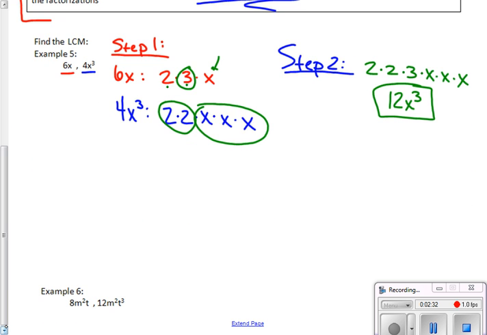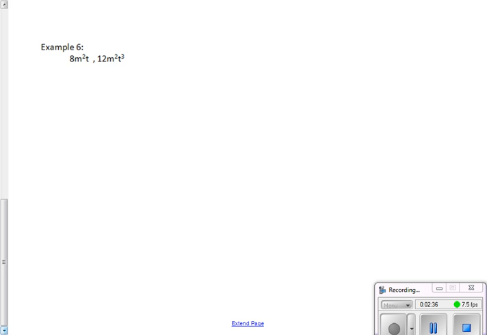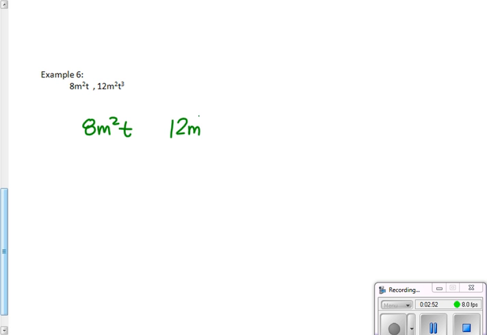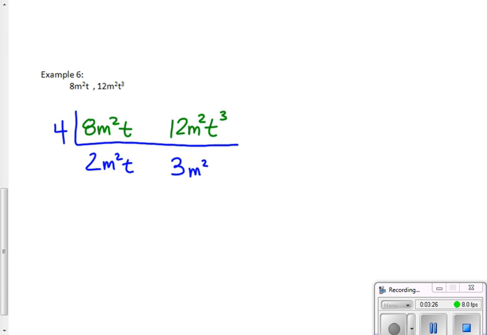Example 6, along the same lines. Here's another technique that you can use. Instead of using the two-step approach, you can go ahead and set up what I call upside down division, or the L method. So basically you take your two terms and put them into an upside down division problem, and factor out what you can from each of those terms. It doesn't necessarily have to be a prime number, but I can factor out a 4. 4 goes into 8 2 times, and I'd still have m squared t. 4 goes into 12 3 times, and I have m squared t cubed.